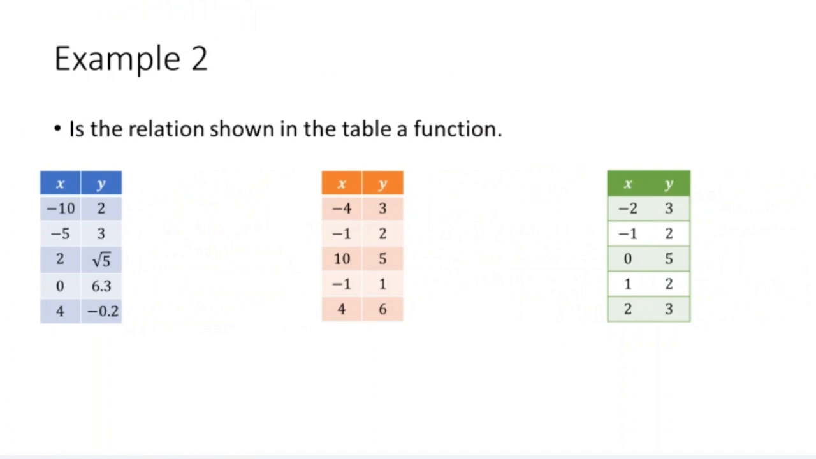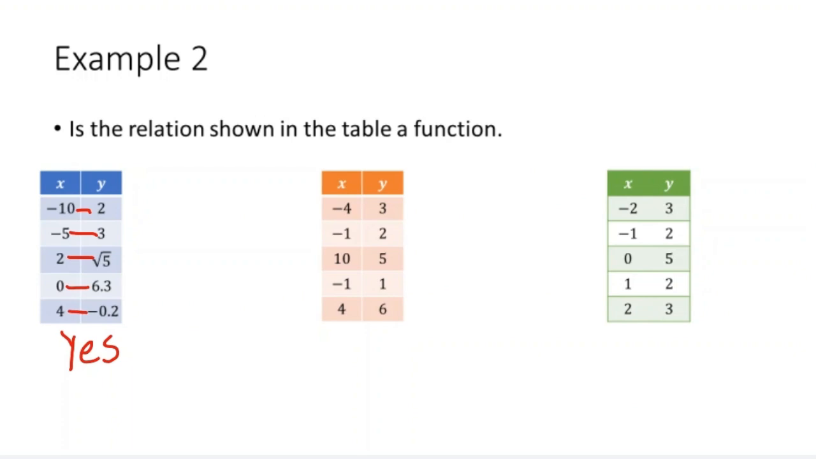Next, let's take a look at these tables here to determine whether these relations show a function or not. If we take a look at the first table, -10 is associated to 2, -5 is associated to 3, 2 is associated to root 5, 0 is associated to 6.3, 4 is associated to -0.2. Well, for each x, -10, -5, 2, 0, and 4, they correspond to one unique y value. So our blue table here is indeed a function.